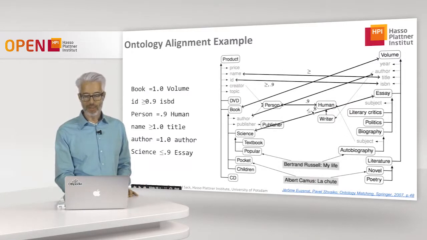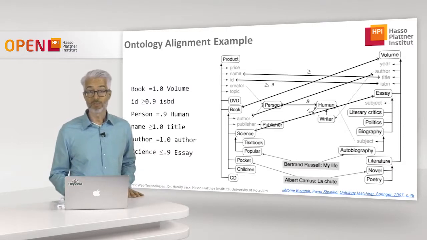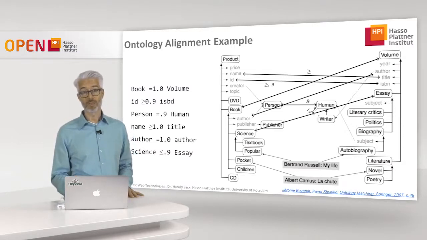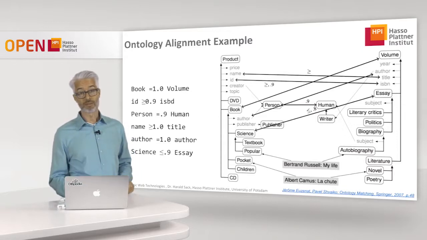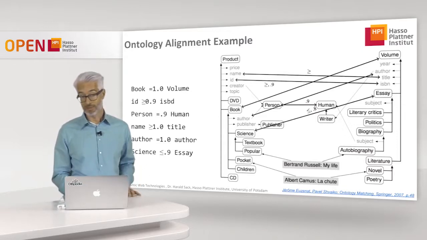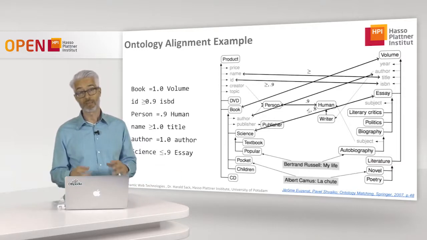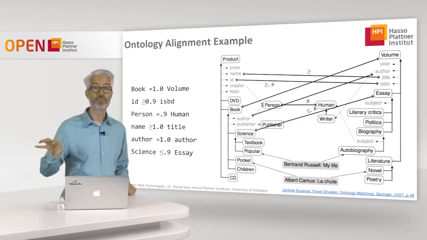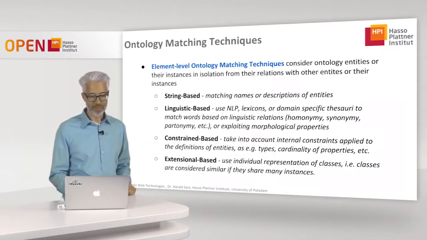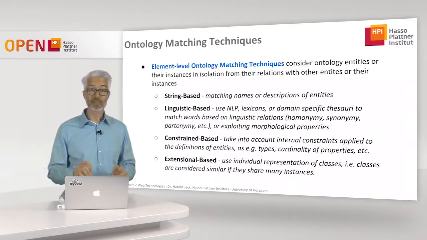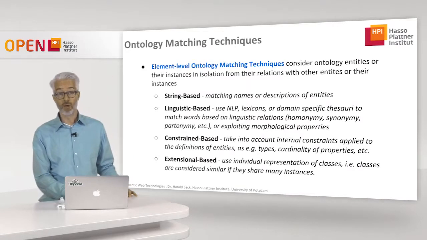So these confidences either are determined by humans, or you can also determine them via statistical processes on your available data, on the instances of the data you have. So this is an example of an ontology alignment. So two applications that take into account these ontologies can then talk to each other. They can exchange information based on these ontologies.